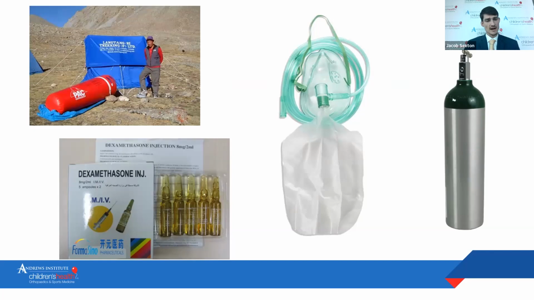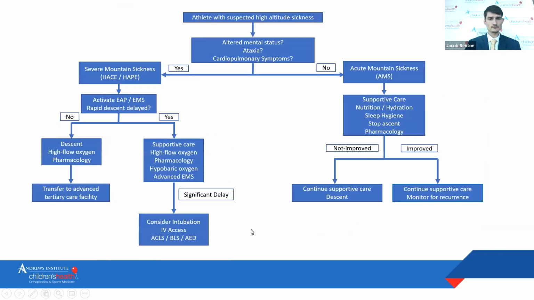And then there are ampule injections such as dexamethasone that come pre-dosed into 4 to 8 milligrams that can be taken out and delivered as needed in the event that descent or appropriate treatment is not available in the environment.